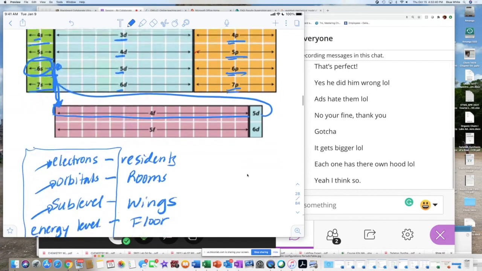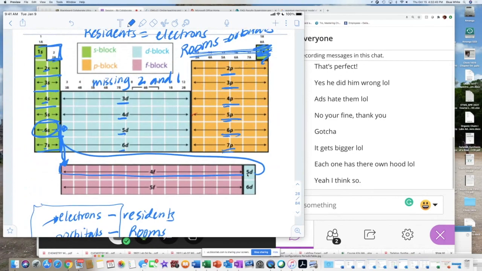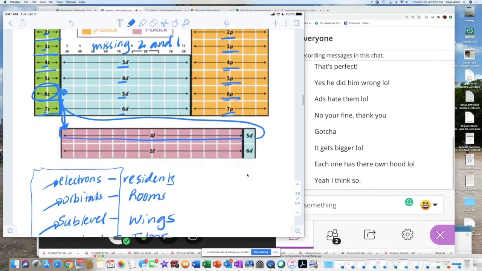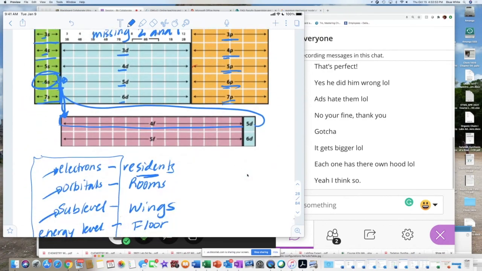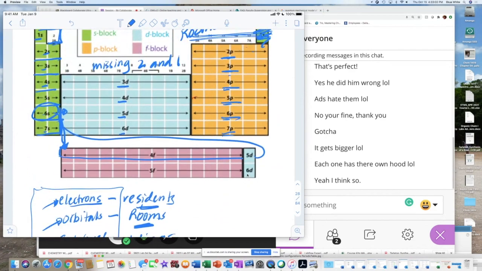And so I think I've done all the parts. So the role here is to place the electrons for the different elements based on the room position, the wing, and the floor. So I've shown you what floors we have here. On this detached part, we don't have floor 1, 2, 3. It starts with floor 4 and floor 5.